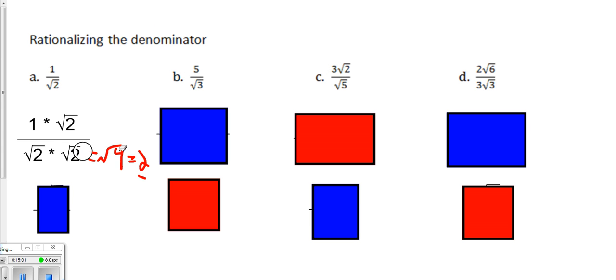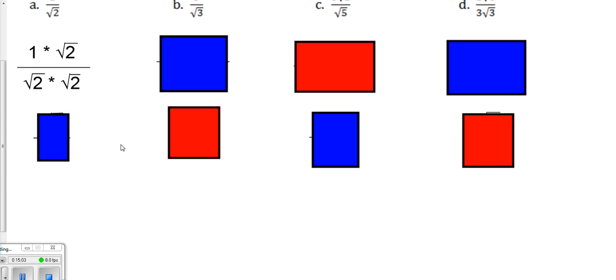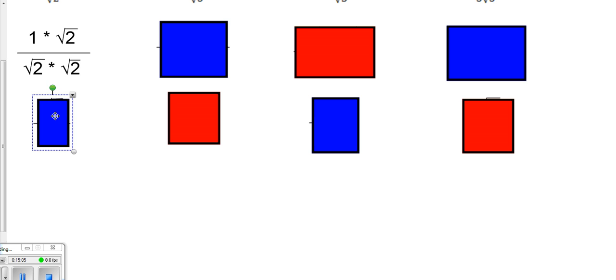So like I said, we would multiply the top and the bottom here by the square root of 2, which means in the end we're left with 1 times the square root of 2 is square root of 2. Square root of 2 times square root of 2 is 2. So we have the square root of 2 over 2. And this would be our simplified form.